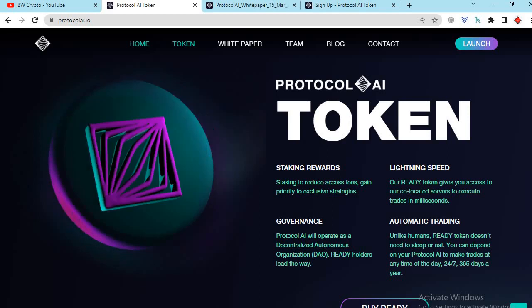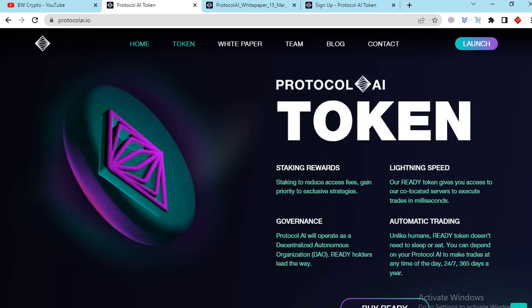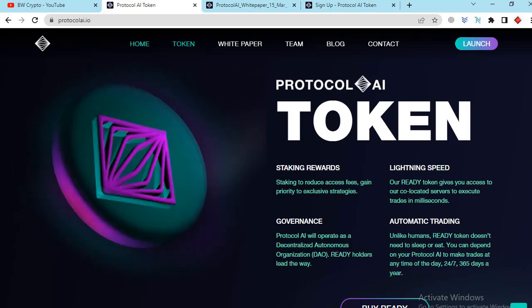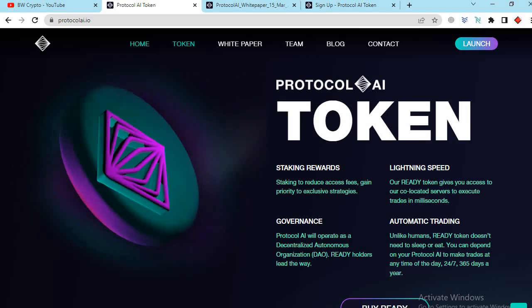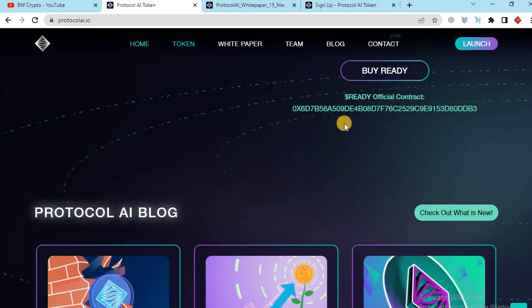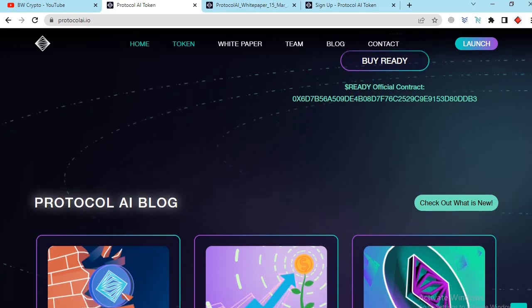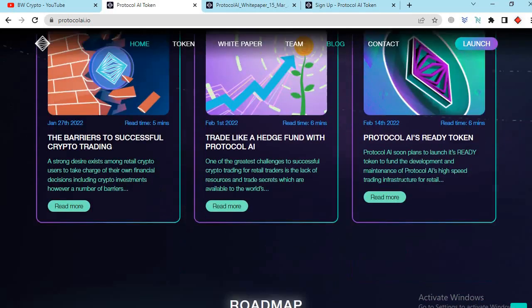And this is the detail of governance. Protocol AI will operate as a decentralized autonomous organization, DAO. Ready holders lead the way. And this is the Ready official contract address. And these are their blogs, you can read them.